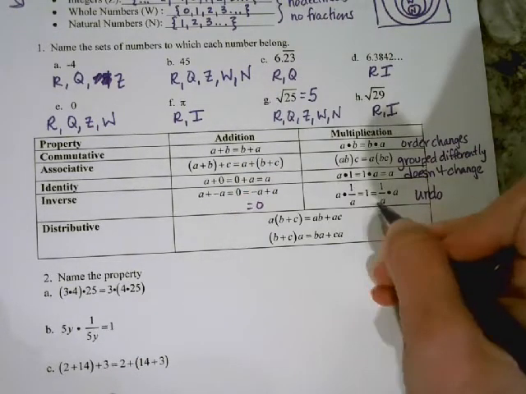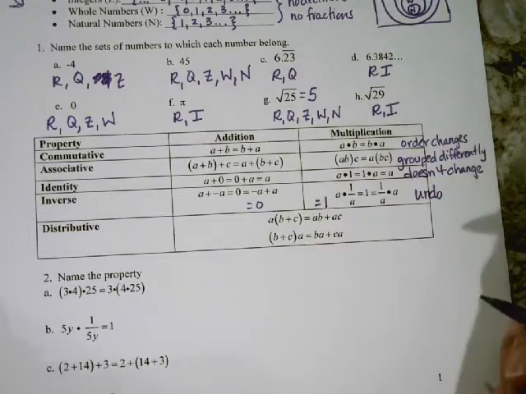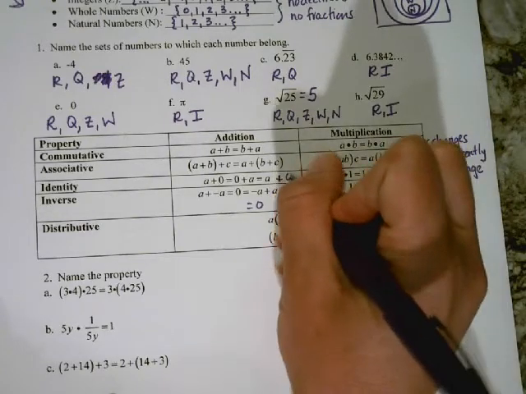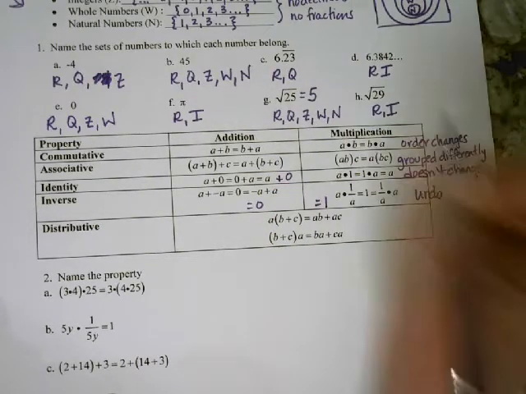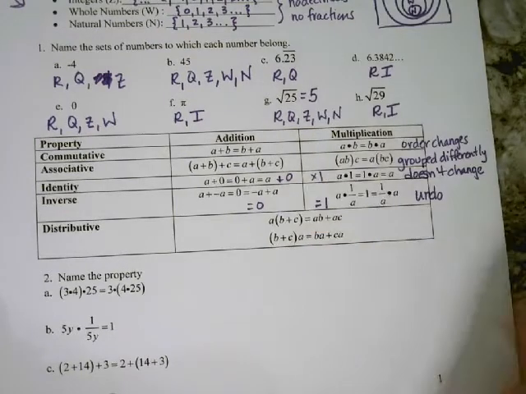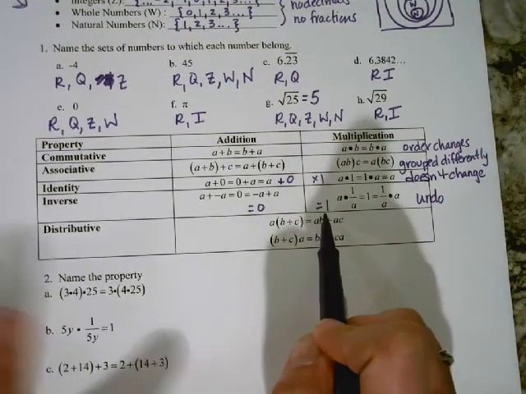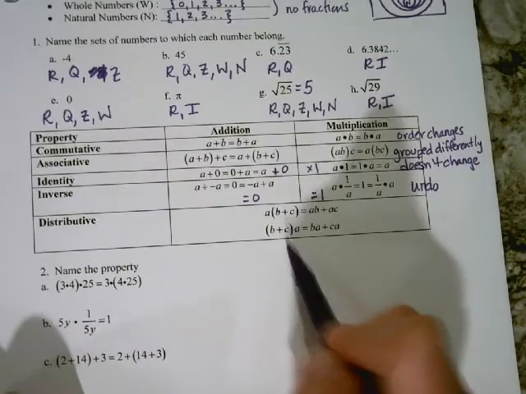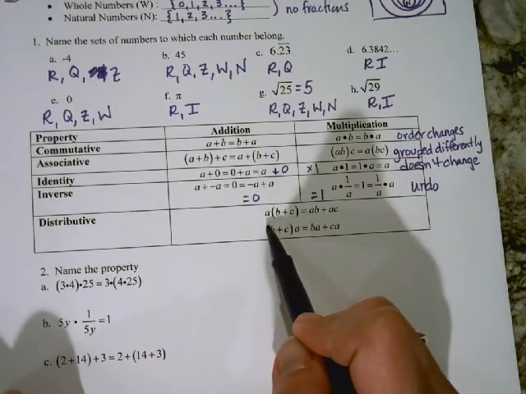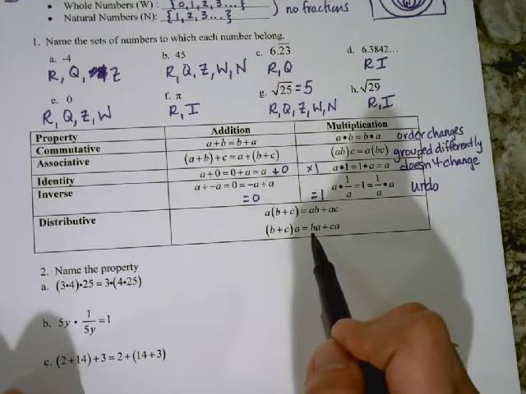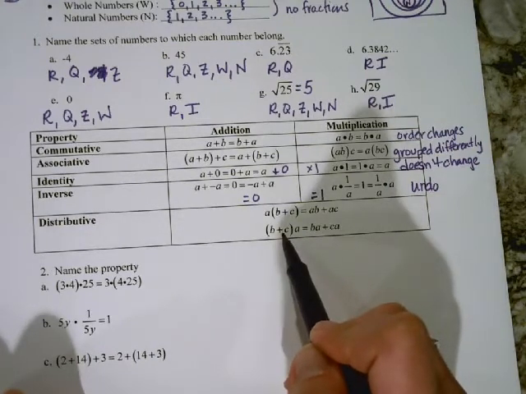I multiply by the reciprocal, so I equal 1. Okay? So on identity, I'm adding 0 and I'm multiplying by 1. On inverse, I'm equaling 0 or equaling 1. And the distributive property, you're just sharing. A gets distributed to B and C.